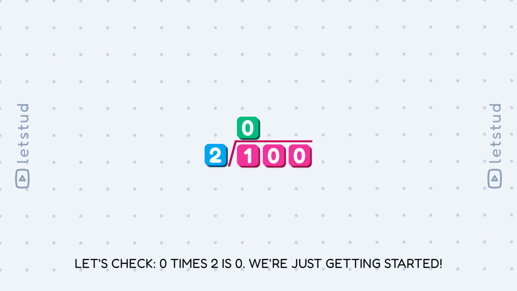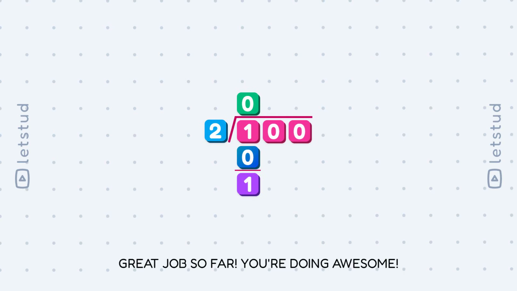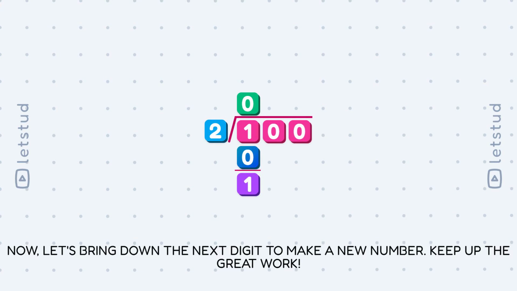Let's check. 0 times 2 is 0. We're just getting started. 1 minus 0 is 1. We're on the right track. Great job so far, you're doing awesome. Now, let's bring down the next digit to make a new number. Keep up the great work.